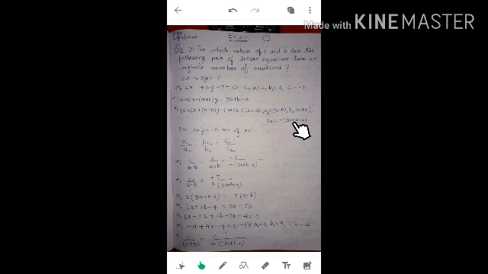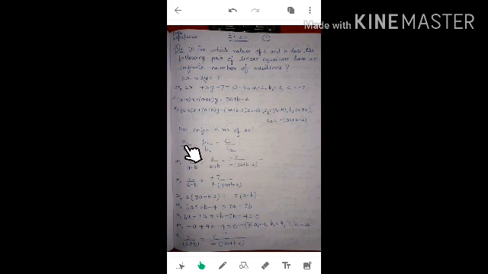Now in the question it is written that we have to find out the values of a and b for which the equations have an infinite number of solutions. We all know that for an infinite number of solutions, the condition which we have to follow is a1 by a2 is equal to b1 by b2 is equal to c1 by c2.